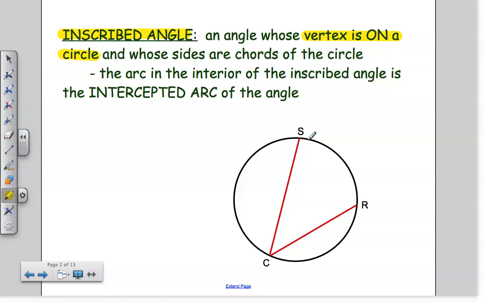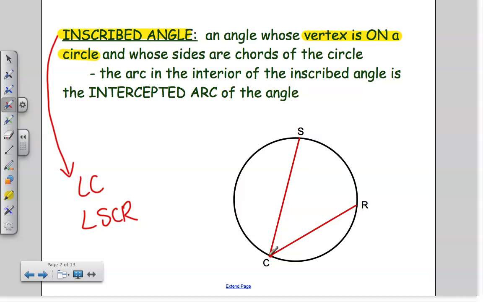So in this picture, we have an inscribed angle at angle C. Or if I wanted to name it with 3 letters, angle SCR. It is an inscribed angle because if you notice, vertex C is actually located on the circle itself. And the sides of an inscribed angle are chords of the circle. If you notice, SC is a chord of the circle because its endpoints are on that circle, and CR is another chord, its endpoints are on that circle.